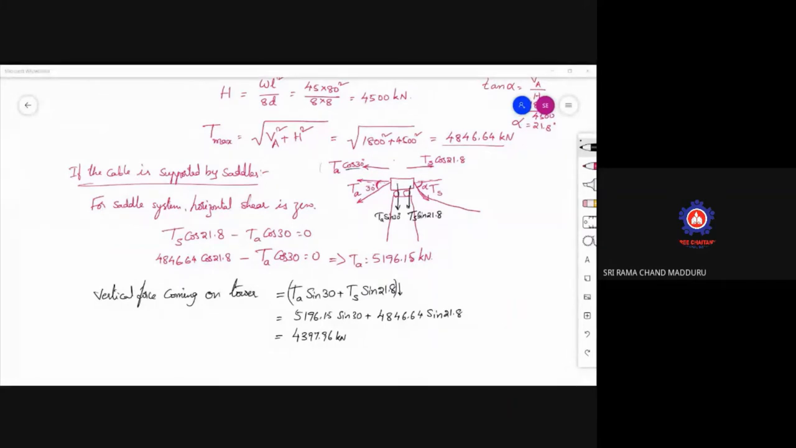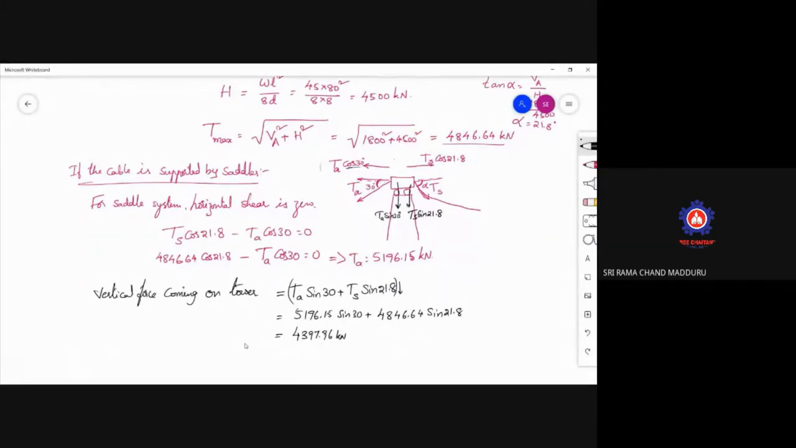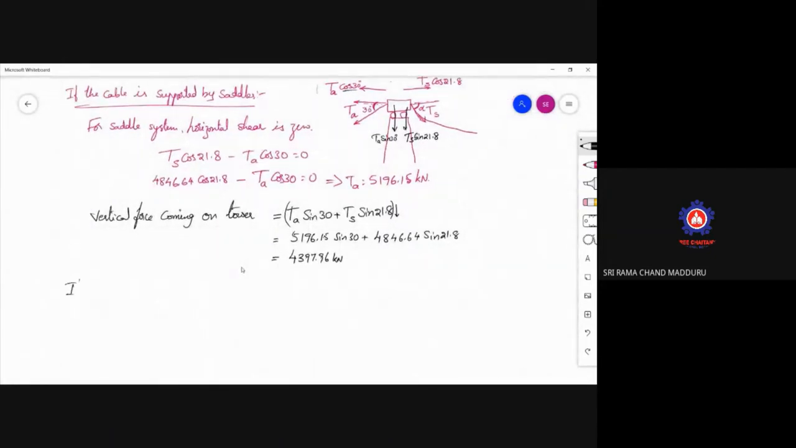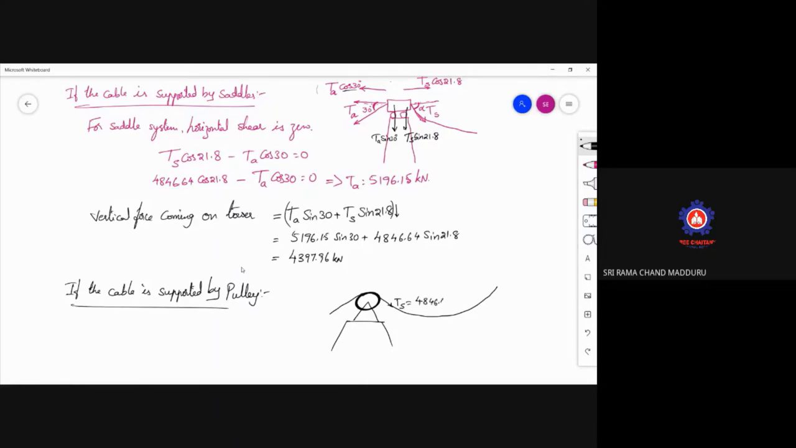Now, we need to go with the case if the cable is supported by a pulley. Pulley means the tension force will be the same; the supporting system is different here. So this is your pulley, and the tower is there like this. The tension force TS is 4846.64 kilonewtons, and it is making an angle of 21.8 degrees, whereas it is given that this is 30 degrees only with the same inclination.